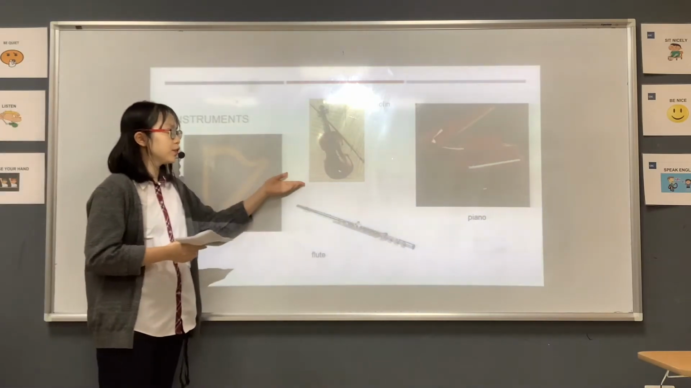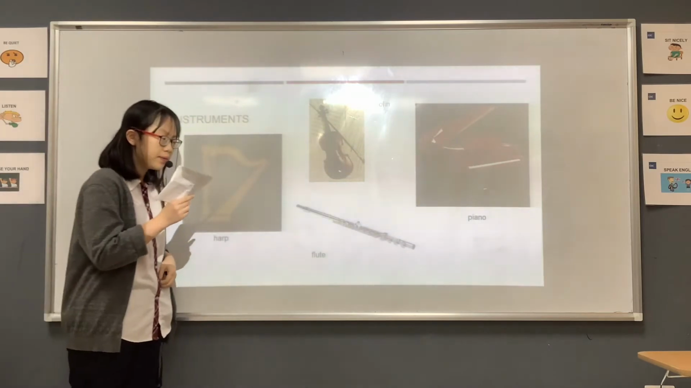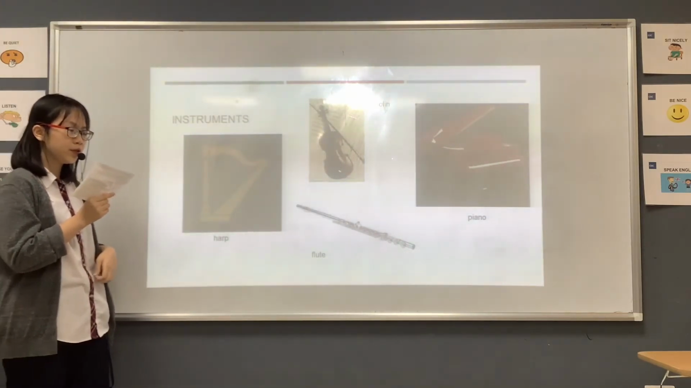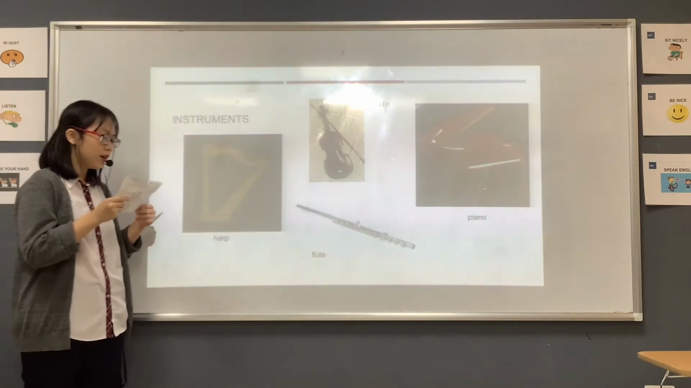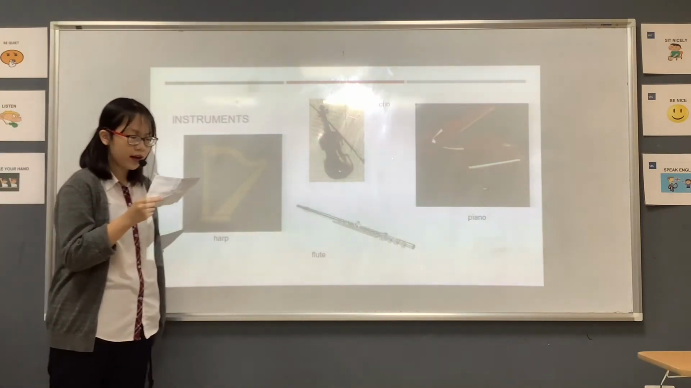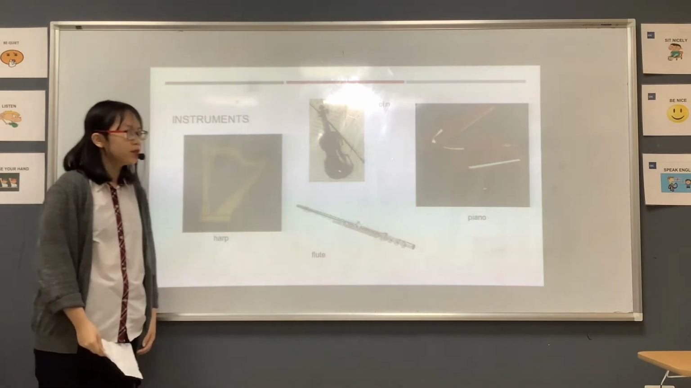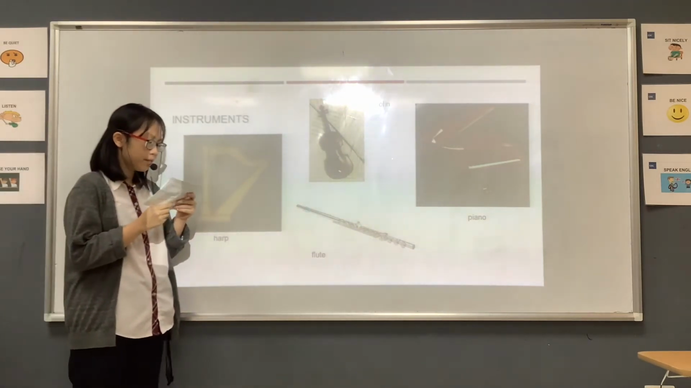Second one, the flute. The flute is a family of musical instruments in the woodwind group. A flute produces sound and it creates a vibration of air at the hole. Each sound plays an important role to make the whole play more amusing.